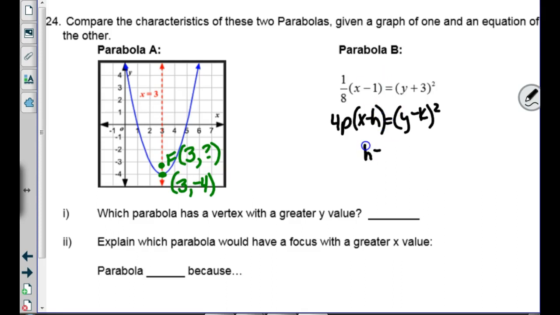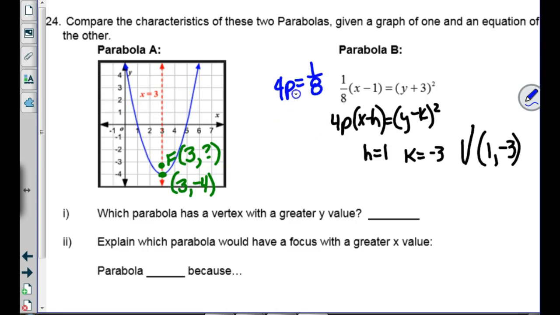H is 1, K is negative 3, so the center, or the focus, I'm sorry, the vertex is at 1, negative 3. All right, and 4p is 1/8. So if we do 1/4 of each side, we'd get p equals 1 over 32. So if I were to graph this, which way would it open? I'm going to even graph it on the same one. It'll help us in a minute here.